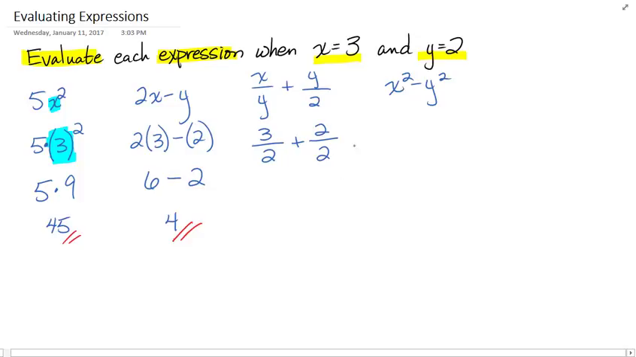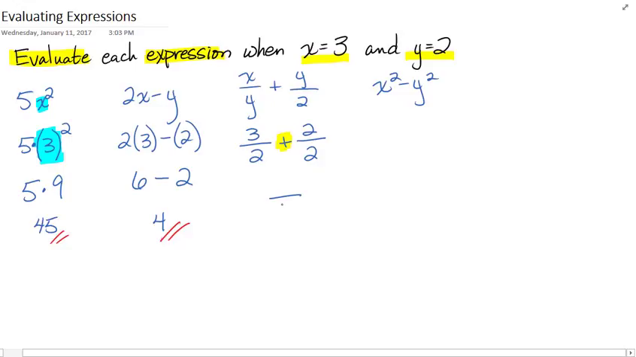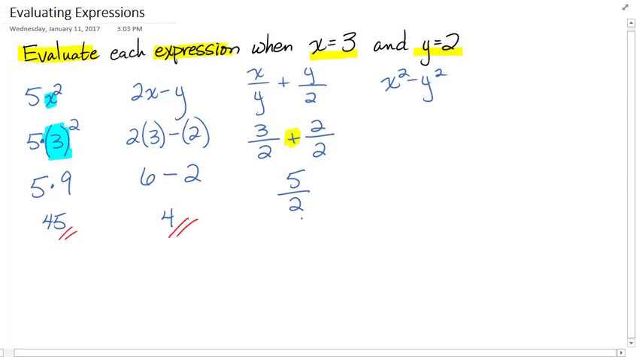And then now it's a fraction problem, and I say, oh well, I'm adding 2 fractions, got to have common denominators. Luckily they have common denominators, so my answer is going to be over a 2. 3 plus 2 is 5, and then I look at that and I say, oh, that is already reduced, so that's my final answer.